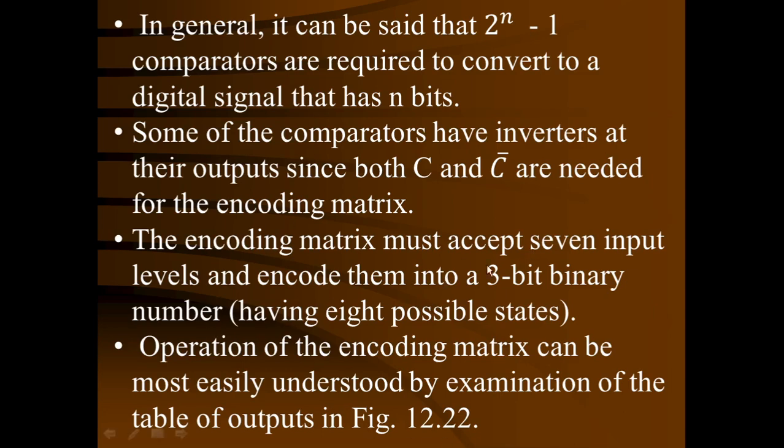The encoding matrix must accept 7 input levels and encode them into the 3-bit binary number having 8 possible states. So, operation of the encoding matrix can be most easily understood by examination of the table of outputs in figure 12.22.